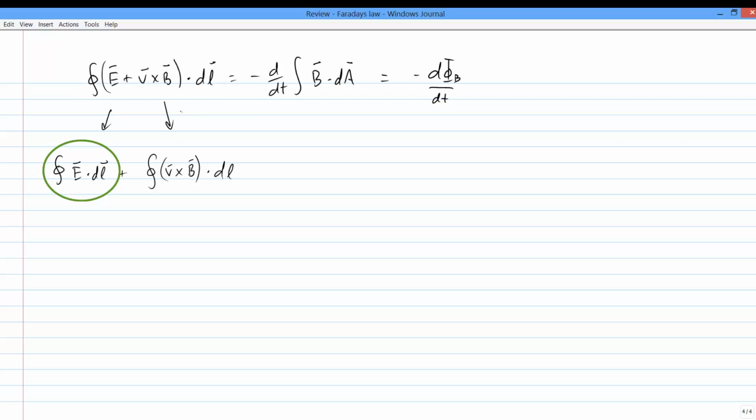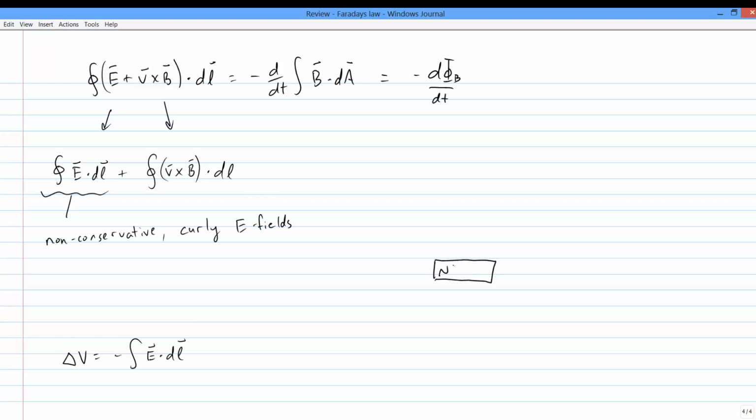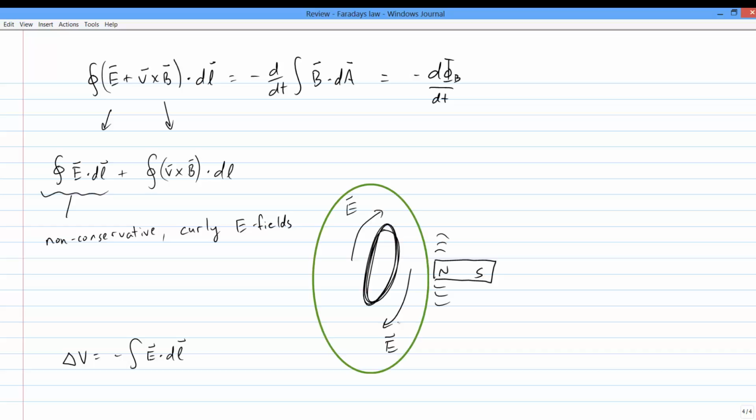This term is the integral of E along some path. That's what a voltage looks like. What's special about it, though, is that it's an integral along a closed loop. Back in statics, the integral of E around a closed loop is always 0. Faraday's Law shows us that changing magnetic fluxes can lead to E fields that are non-conservative. These E fields are fields that have curl, and they can act continuously around a loop, so that if you're a charge going around in a complete circuit, you can end up with more energy than you started with.